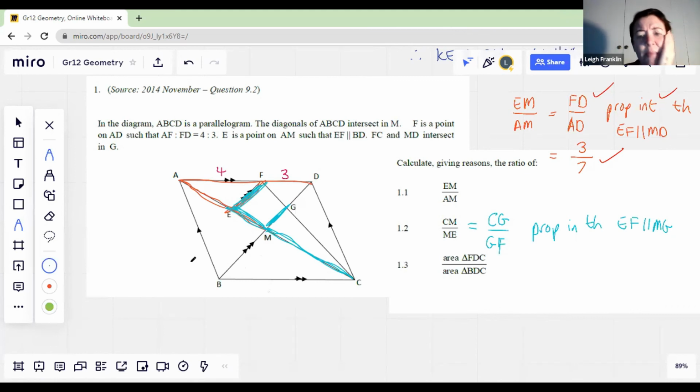So now there's a little bit of information missing here. First of all, we know from the previous question what EM is, right? We know that EM was equal to 3 from the previous question. But we don't know what MC is equal to, or what GC is equal to. So that little bit of information is missing. How are we going to work out the length of CM?